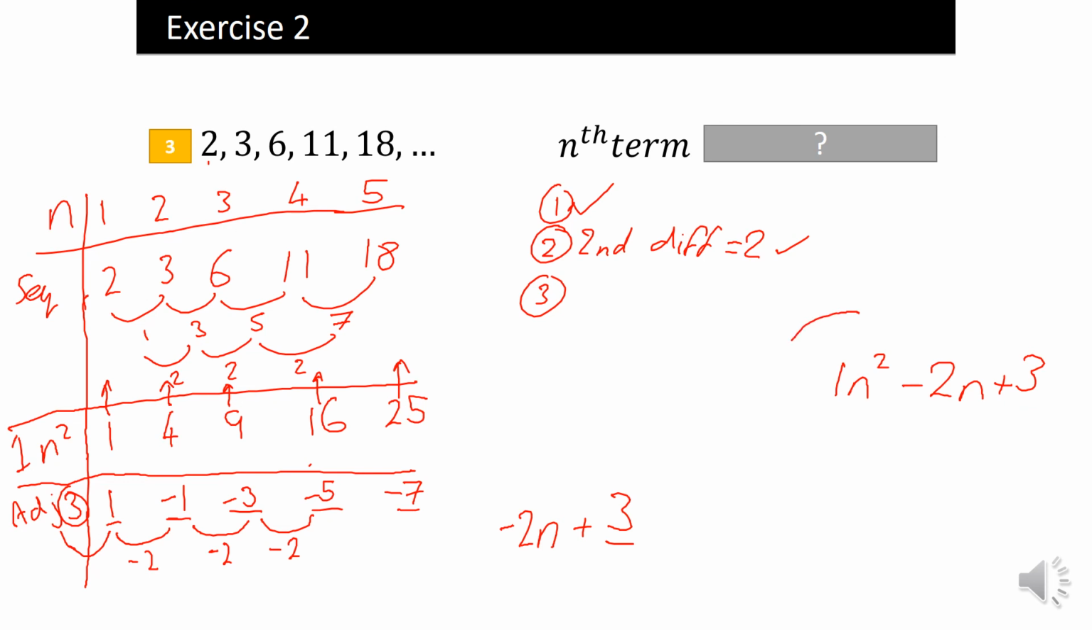So our final sequence would be 1n squared minus 2n plus 3, or just n squared minus 2n plus 3, because you don't need the 1, because it's just in front of the n squared. So n squared minus 2n plus 3.